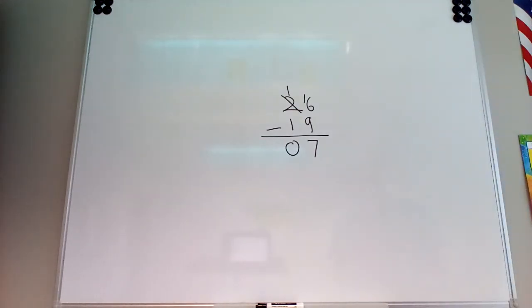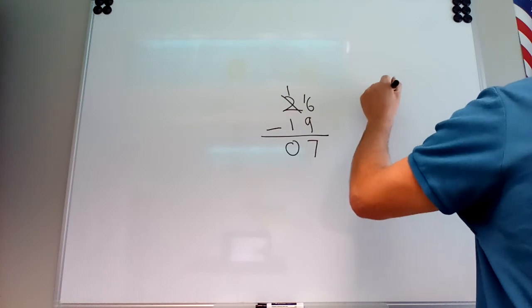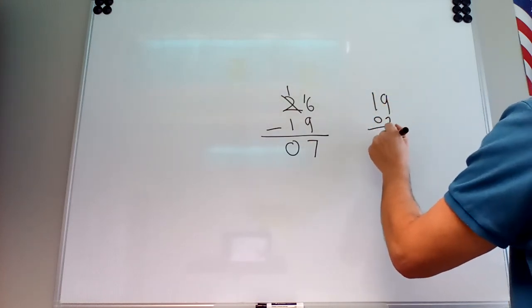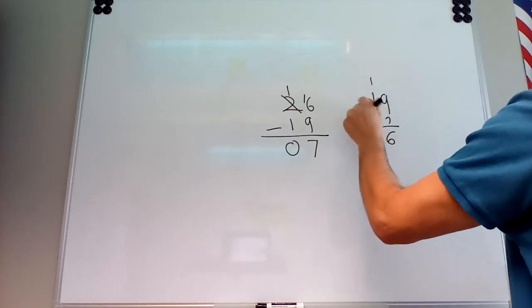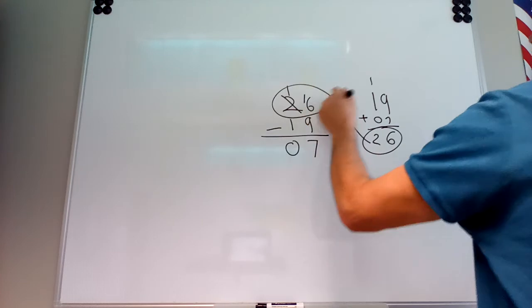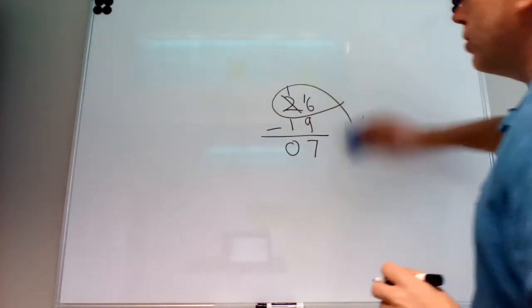Okay? If I wanted to check it, I could take this number and add them together. The 19 plus the 7, and 7 plus 9 is 16. I put my 6, I carry my 1, and 1 plus 1 is 2, 26. And since that equals that, then that means I've done it correctly. So that is subtraction.